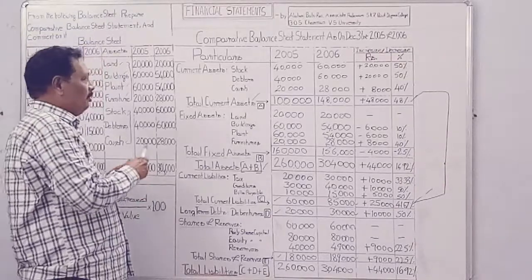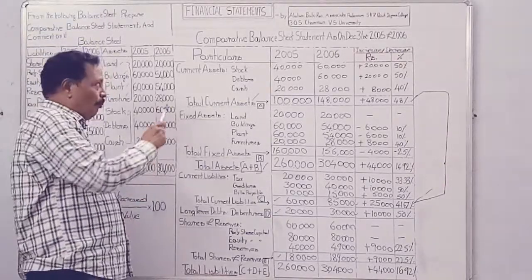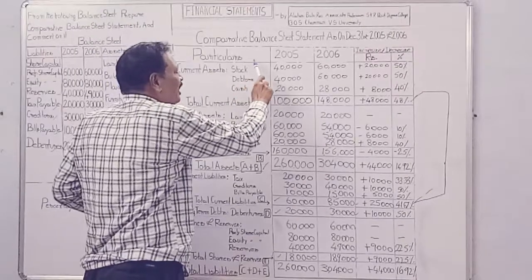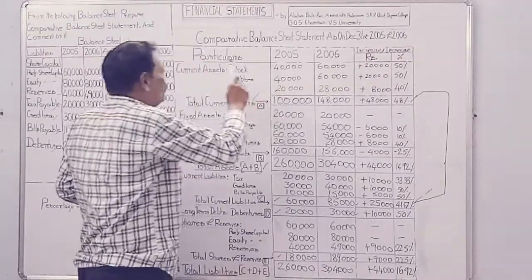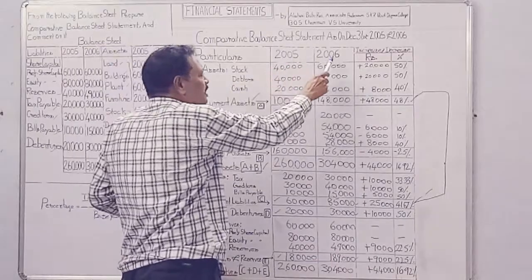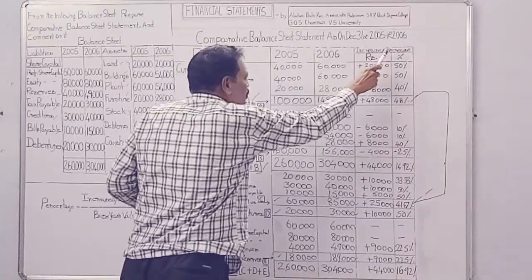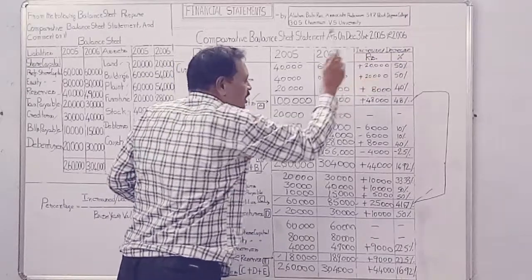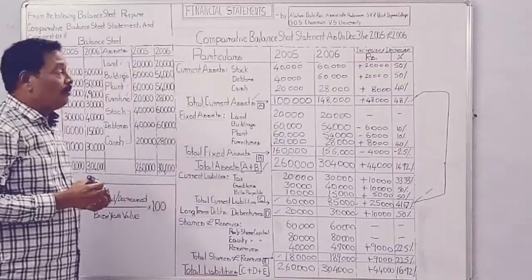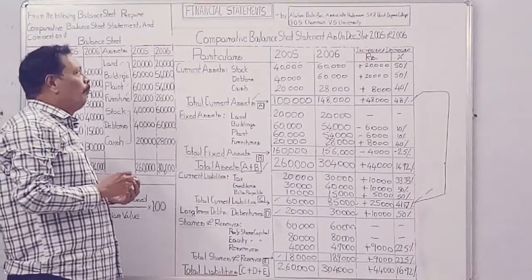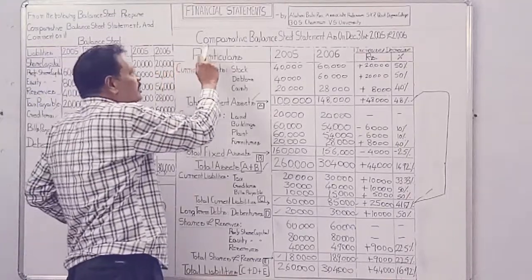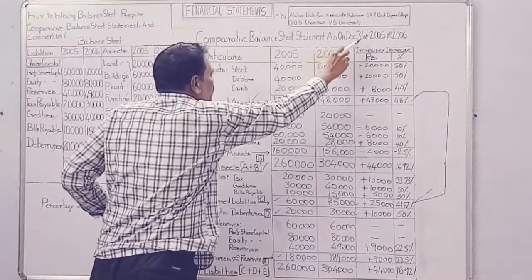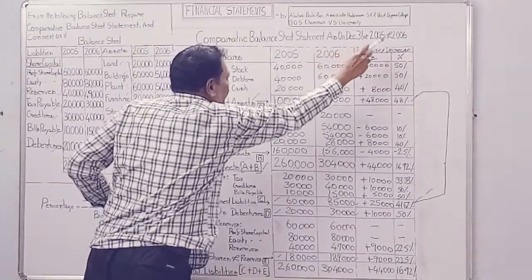So first of all, the student must design the format with 5 columns: particulars, 2005, 2006, and increase and decrease value divided into 2 parts, rupees and percentages. First of all, we have to put a heading like this: comparative balance sheet statement as on December 31st, 2005 and 2006.